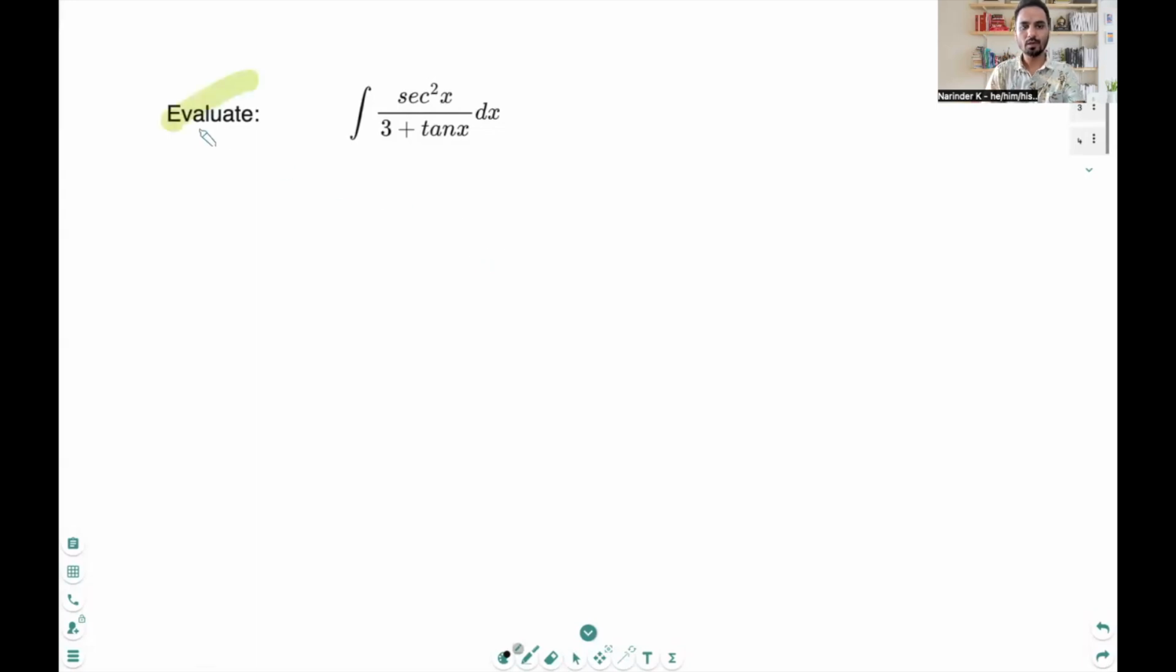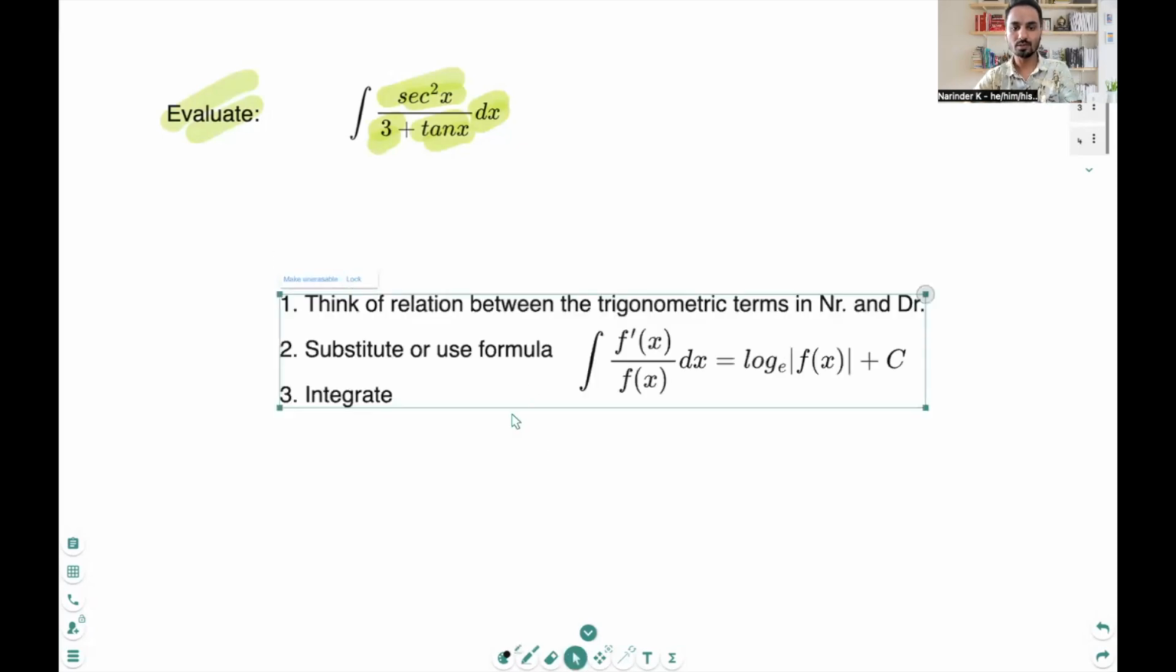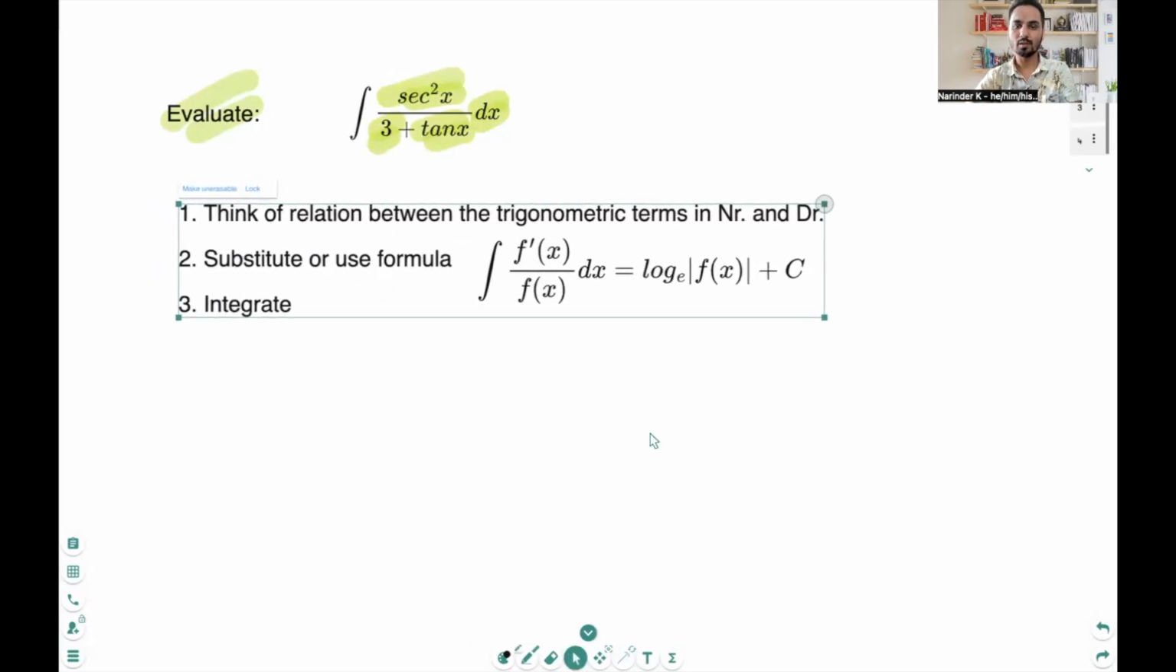In this video, we will evaluate the integral of sec²x divided by 3 plus tan x dx. We will follow a simple three-step approach. First, we will think of a relationship between the trigonometric terms in the numerator and denominator. Second, we'll think if we can use the substitution rule or the formula that I have given here. And then we integrate. So let's get started without wasting any time.